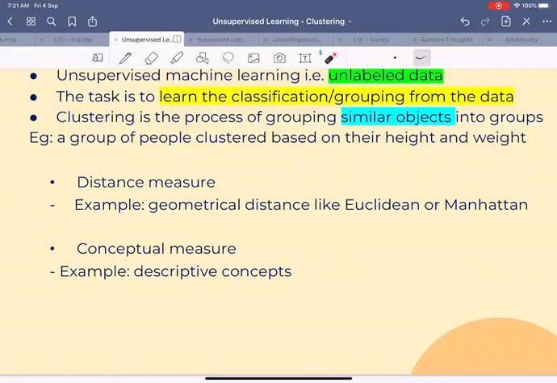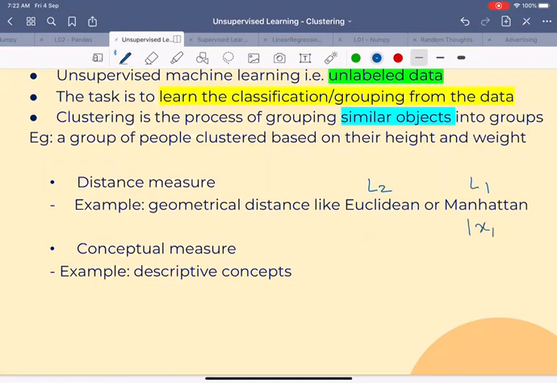Maybe we do not know what the class of that group is, but hopefully they are similar enough that we can classify them as one object. Now, distance can be measured again in multiple ways. We can use Euclidean or Manhattan, or there are several other methods like Minkowski and so on. Euclidean basically says that we will be using something called the L2 norm for finding the distance. Manhattan uses the L1 norm, which is basically the distance between two points.